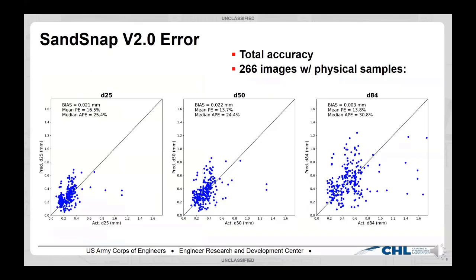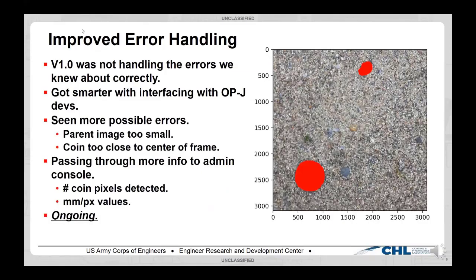The mean percent error is down below 15% for most of our grain size metrics, and the median absolute percent error hovers around 25%. It gets a little bit higher for D84. One thing to note is that as you get further away from D50, to the tails of the distributions, the results tend to get slightly worse, because the tails of the distributions are just harder to measure. So we feel a lot more confident with our SandSnap version 2 results, and we're moving forward with our journal paper, which I'll talk about on the next slide, because we're feeling a lot better about these results.